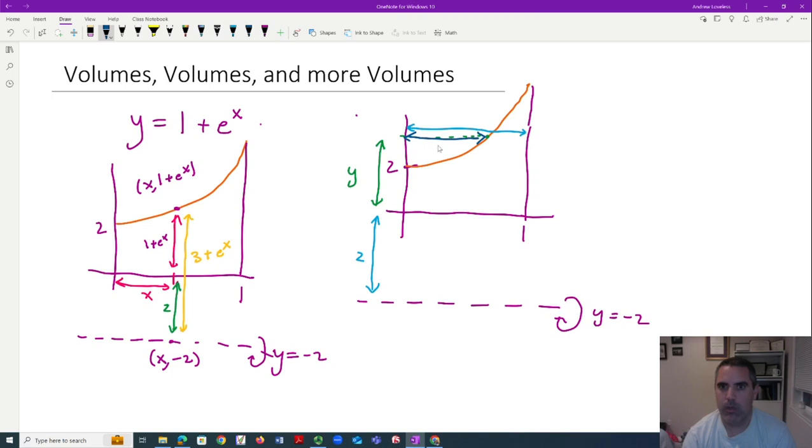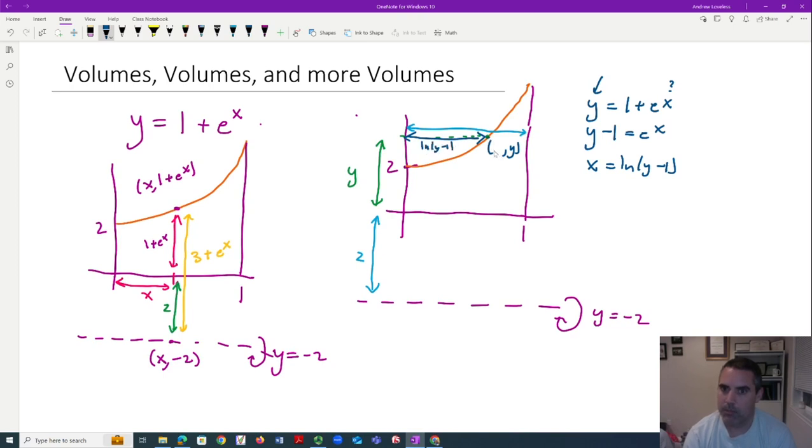We have this function y equals 1 plus e to the x, but now I'm giving you the y and I want to know the x. That's what this is. I am giving you the y and I want to know the x. So we need to rearrange this. It's y minus 1 is e to the x. So x is the log of y minus 1, and that's what you would label this. Log of y minus 1.